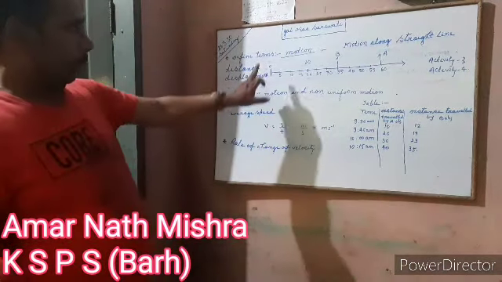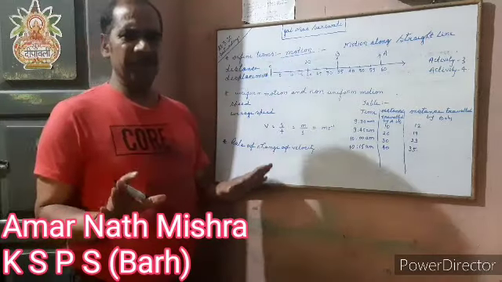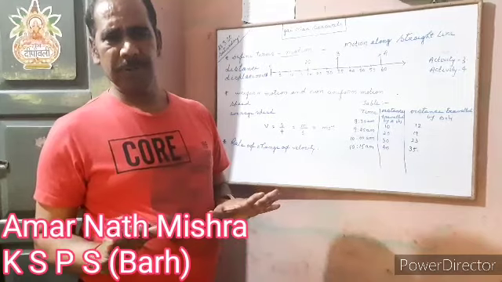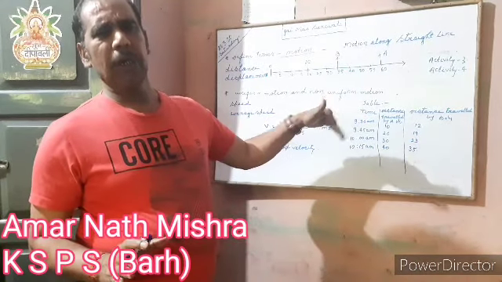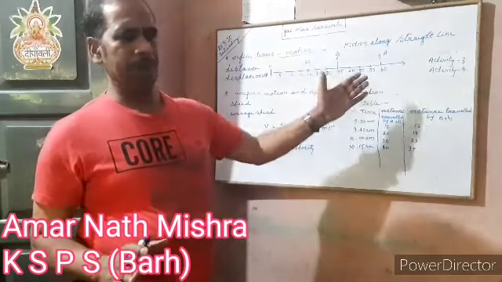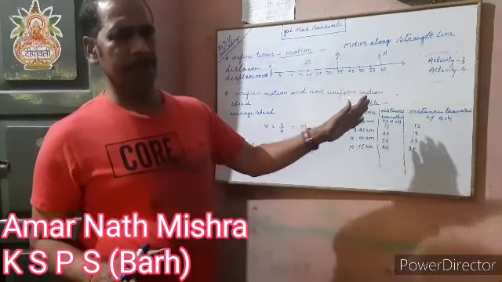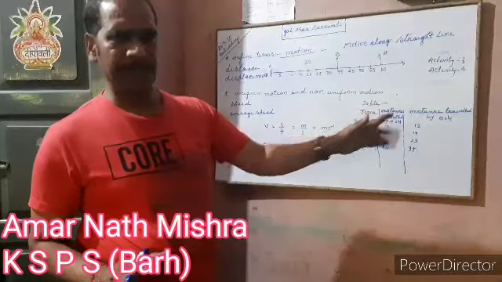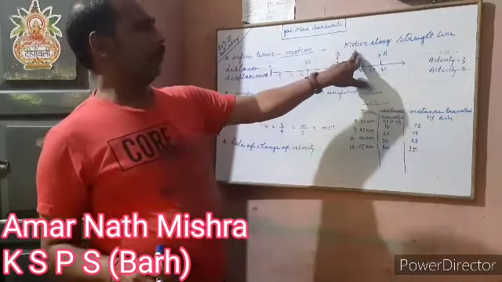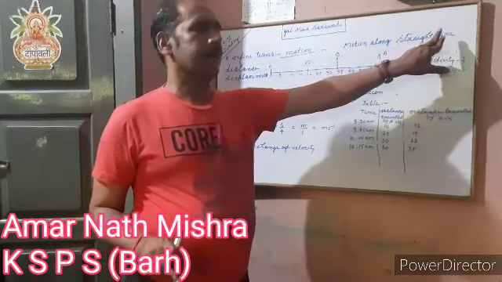Here motions have been classified into several types: translatory motion, rotatory motion, periodic motion. These are types of motion, and you will have to study them in further classes and the next chapter. Here you will have to study motion along a straight line.